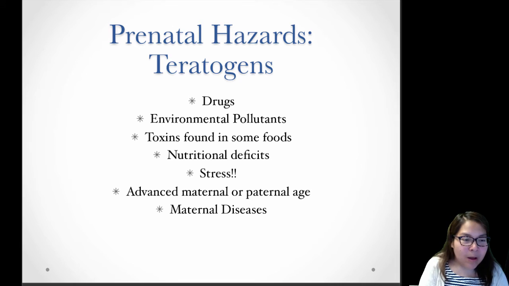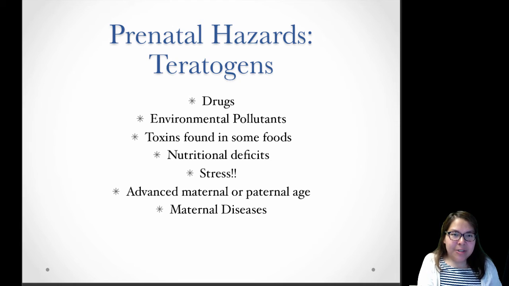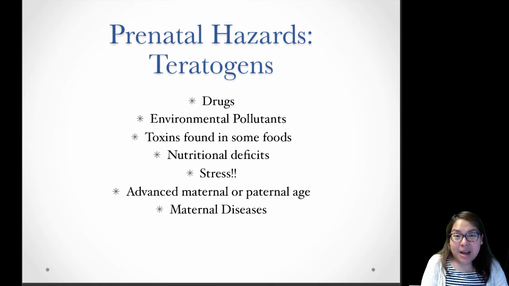This particular slide talks about teratogens that are hazardous to prenatal development. This includes drugs like caffeine, environmental pollutants like radiation or x-rays, and toxins found in some foods. If the mother has nutritional deficits such as iron, this has been demonstrated to impact the cognitive development of the fetus and later the baby or the child.